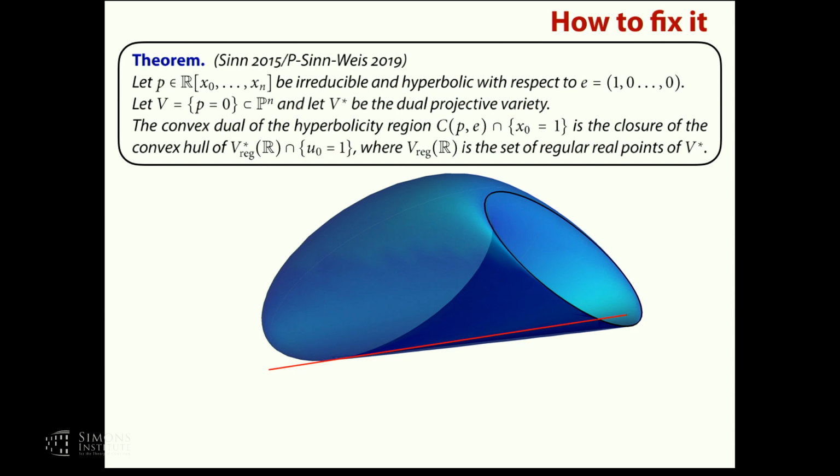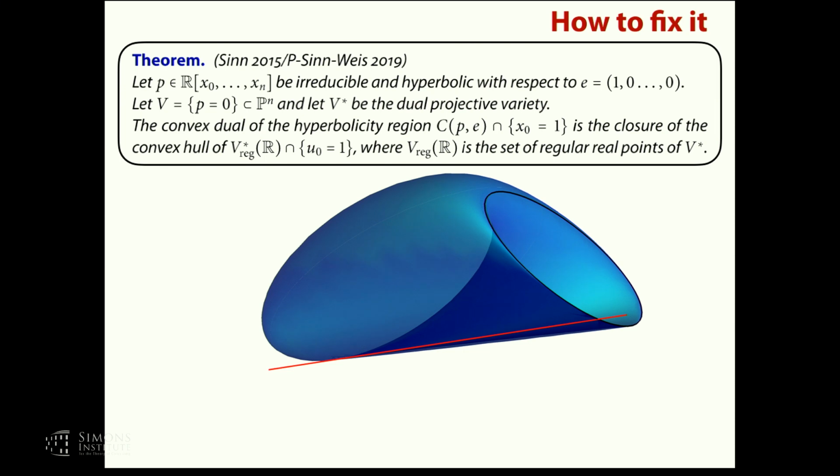If you start with a hyperbolic hypersurface, and you take the projective dual variety, no matter whether it's a hypersurface again or not, in these examples it was, but as I've shown you, it doesn't have to be. But you take the projective dual variety, and then the convex hull of its real points will still give you the convex dual of the hyperbolicity cone. But you have to first remove all singular points of the dual.